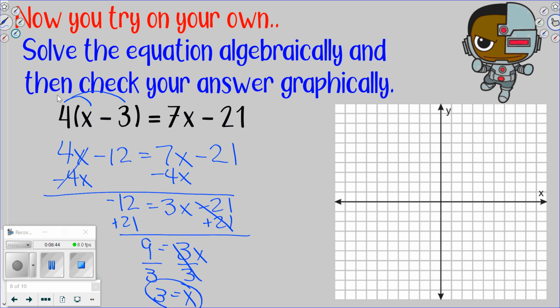So then switching gears, so I have to do it graphically, I'm going to come right back to where I was right here. If I just move everything to one side, so I already had subtracted the 4x, I'll go ahead then and add 12. So I would get 0 equals 3x minus 9. So then I can replace that with y. So y equals 3x minus 9. Now again, if you went the other way, you could have had y equals negative 3x plus 9.